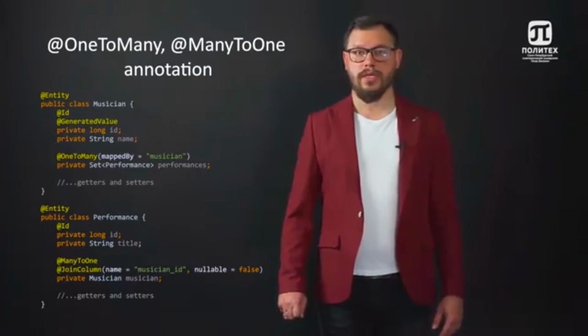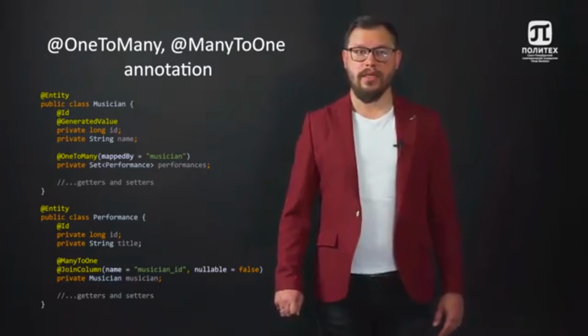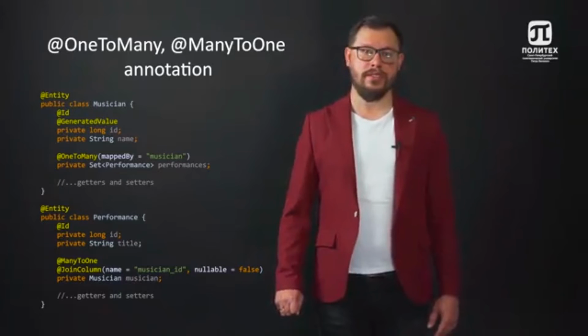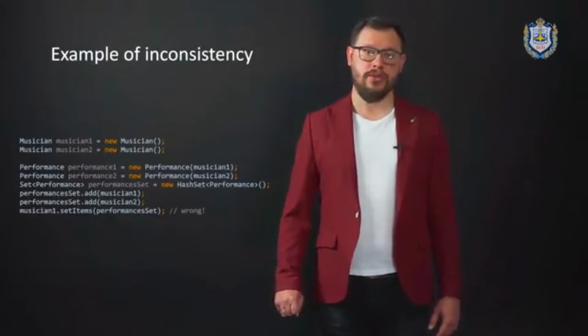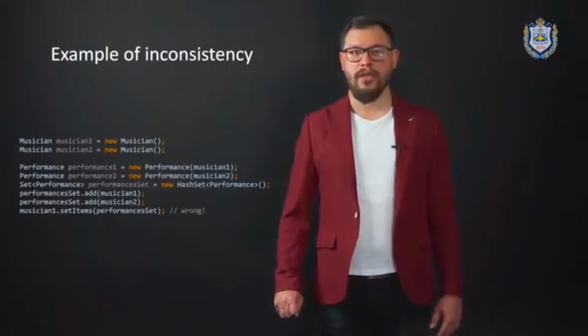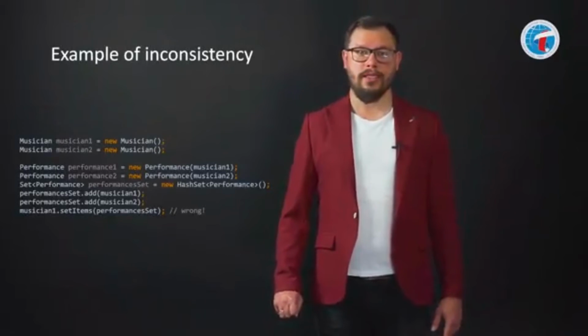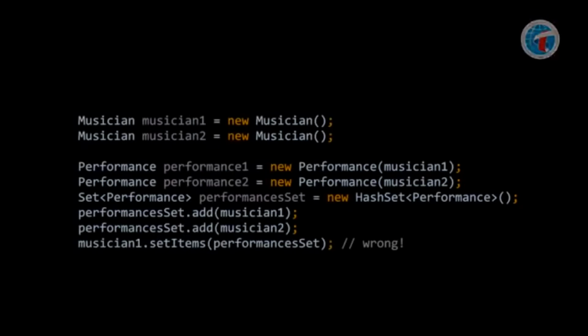The objects would also have a natural consistency. In our case, though, the relationship is bidirectional, bringing in the possibility of inconsistency. Let's imagine a situation where a developer wants to add performance 1 to musician 1 and performance 2 to musician 2, but makes a mistake so that the references between musician 2 and performance 2 become inconsistent. As shown, performance 2 references musician 2, whereas musician 2 doesn't reference performance 2, and that's bad.